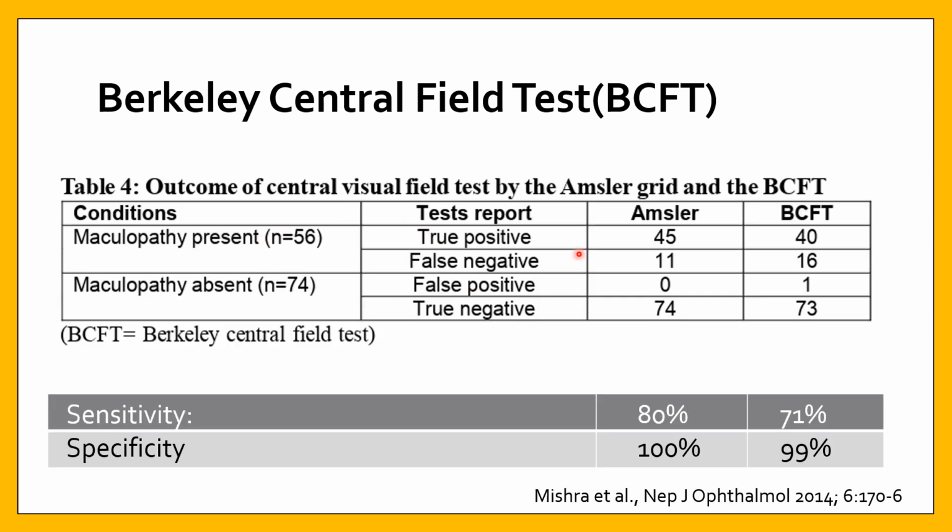This table was taken from the Nepalese Journal of Ophthalmology, published by Sanjeev Kumar Mishra, Gauri Shankar Shrestha, and Hiral Korari, from their research paper, showing the sensitivity and the specificity of the Amsler grid and the Berkeley central field test. The conclusion of this research paper was that the Berkeley central field test was as good as the Amsler grid test at detecting the presence of maculopathy.